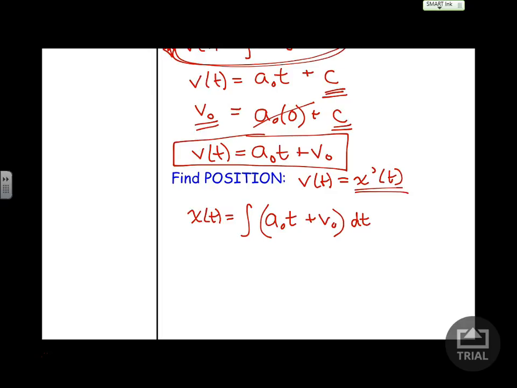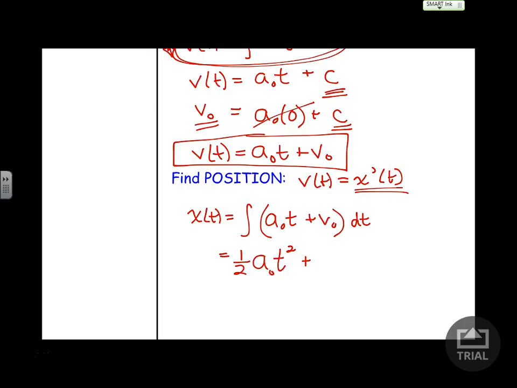How do I integrate that puppy? Oh, come on, cool kids. a sub naught and v sub naught are just constants. What would my integral be? t is now to the power of 2, because I have power rule, right? I can bring down a 1/2 a sub naught t squared. So t, increased by a power, divide by that. Plus, what's the derivative of any constant?